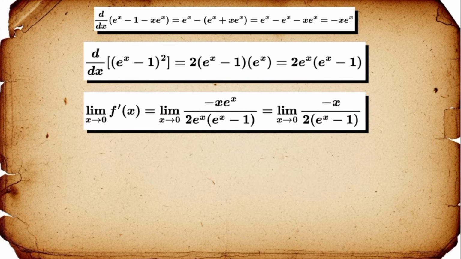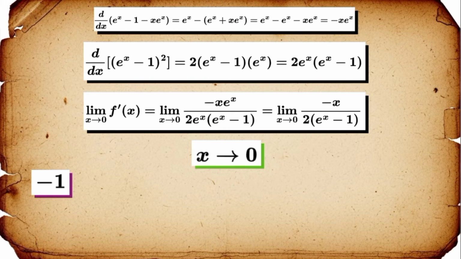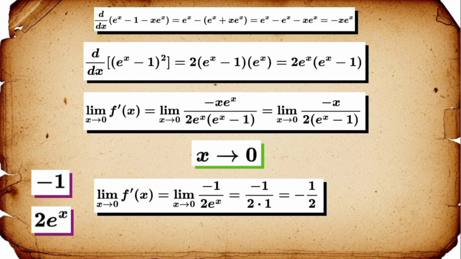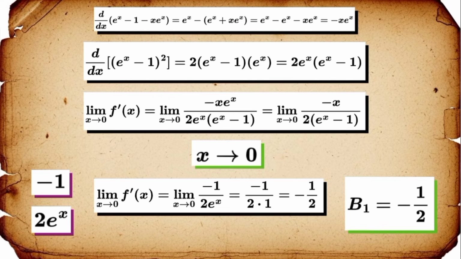We still have 0 over 0 as x approaches 0. We apply L'Hopital's rule again. The derivative of the numerator, negative x, is negative 1. The derivative of the new denominator, 2 times the quantity e to the x minus 1, is 2 times e to the x. So, the limit as x approaches 0 of f prime of x equals the limit as x approaches 0 of negative 1 over 2 times e to the x, which equals negative 1 over 2 times 1, which is negative 1/2. This matches b sub 1 equals negative 1/2.